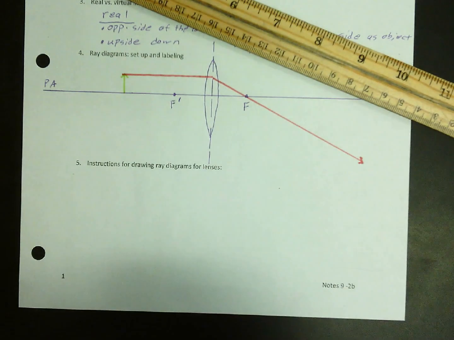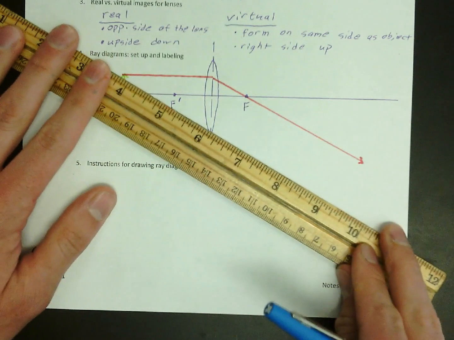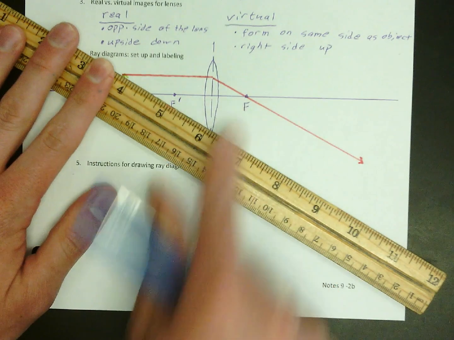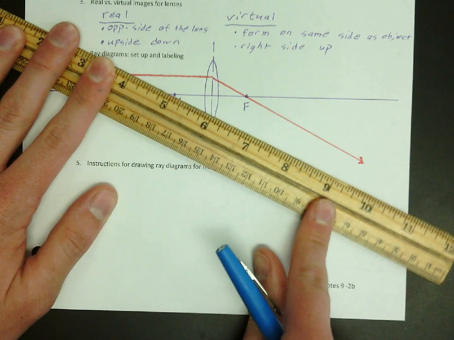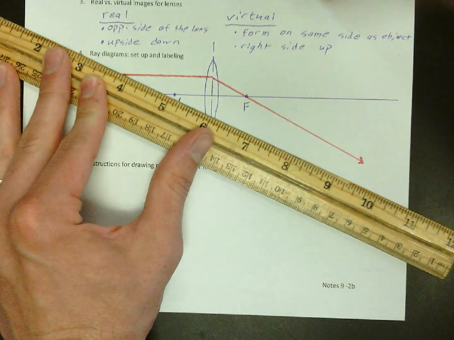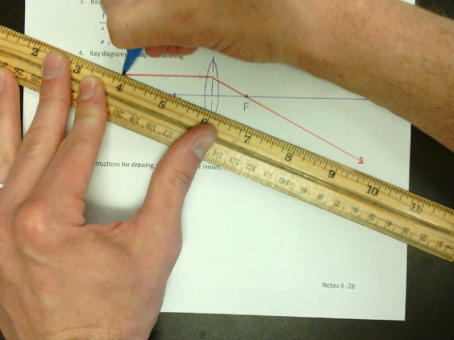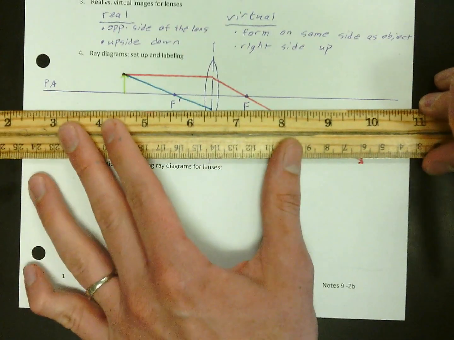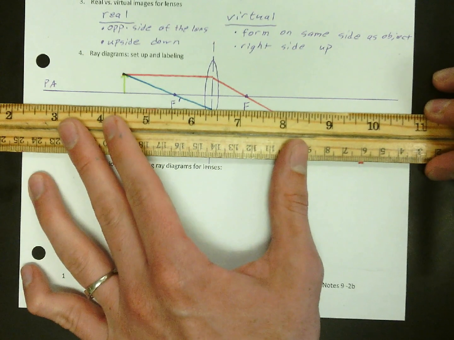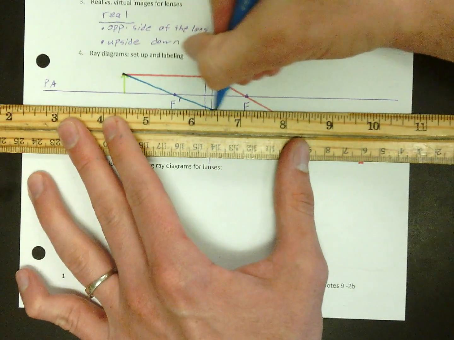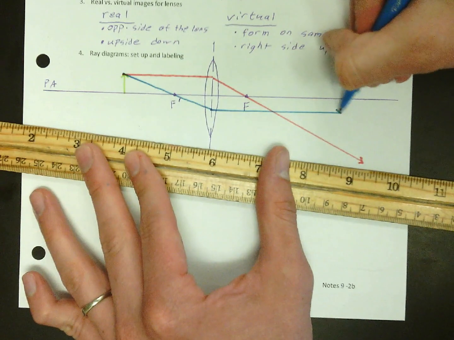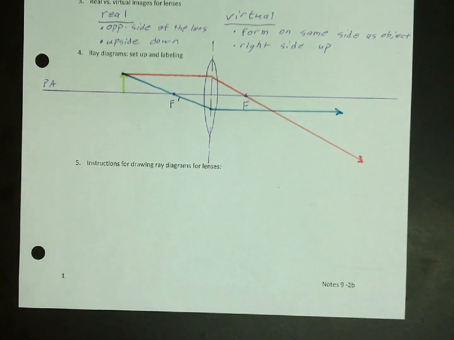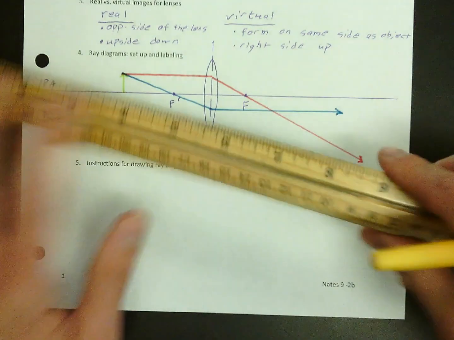Here's the second line you'll make. Second line you're going to make is the exact opposite. Instead of going through F second, it's going to go through F prime first. And then it's going to go parallel. So again, it goes through that vertical line, and then it goes parallel. Okay? And then the third one is the easiest. The third one is super easy. Ready? It goes through the middle.